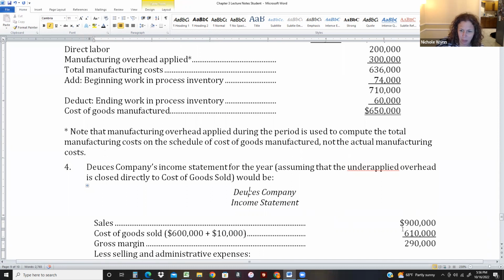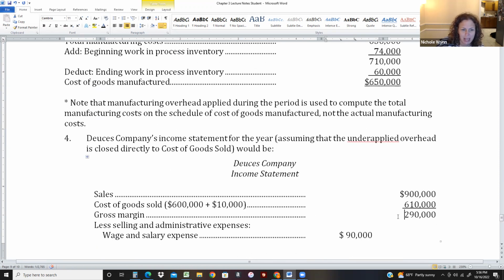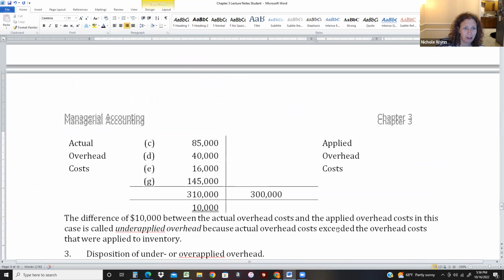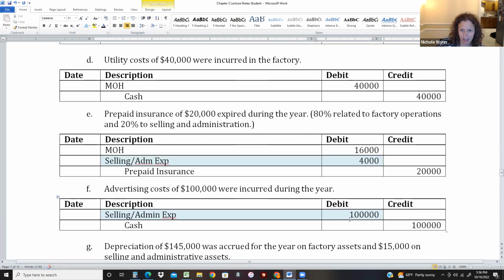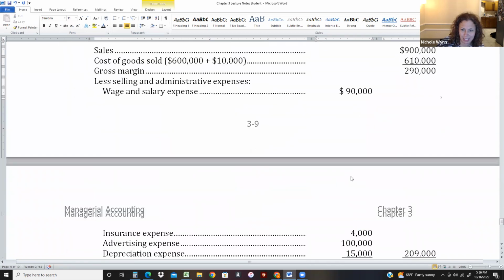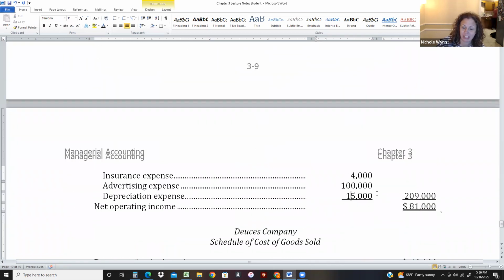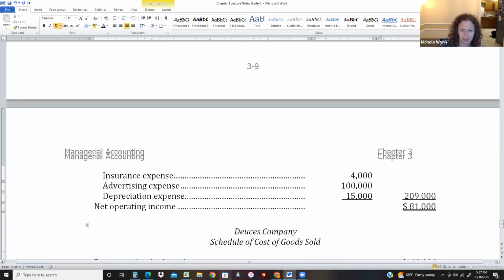On the income statement, I want you to notice that I have 610 for COGS rather than 600. That's because I had 600, but then I added an extra 10 to it, so my actual balance in COGS is 610. Then my selling and admin expenses, I colored them blue: 90, 4, 115. So when we look down here, 90, 4, 115 for a total of 209. I just have you put them all in one T account for selling and admin expenses. And so revenue minus COGS is gross margin, minus your selling and admin expenses is net income.